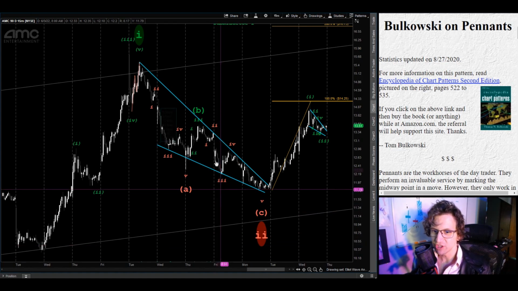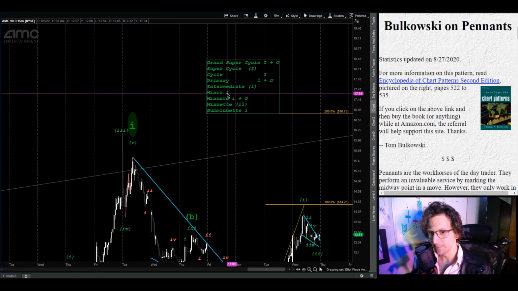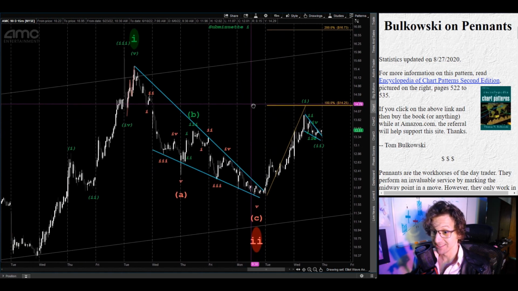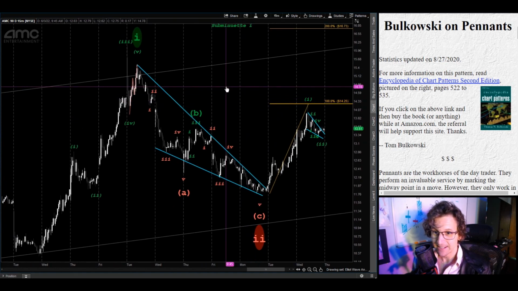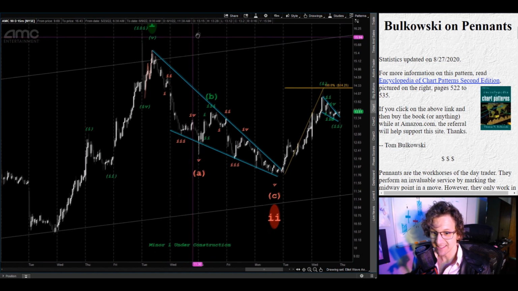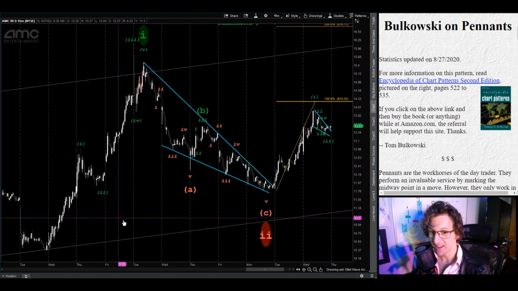I think I have it right where I want it. I gave myself a little cheat sheet too up here. You can see I have the different labelings and names of the different degrees and waves, so hopefully that'll help me get through this a little quicker and a little more concisely. As you can see, I am looking at a minor wave that is under construction right here, and it's happening in this upward channel, which is fantastic.